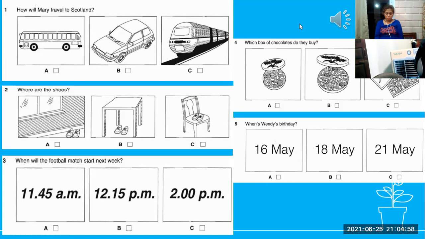Now listen again. Mum, have you seen my brown shoes? Yes, they're under the table. No, they're not. I left them on the chair this morning, but they're not there now. There they are, under the window.